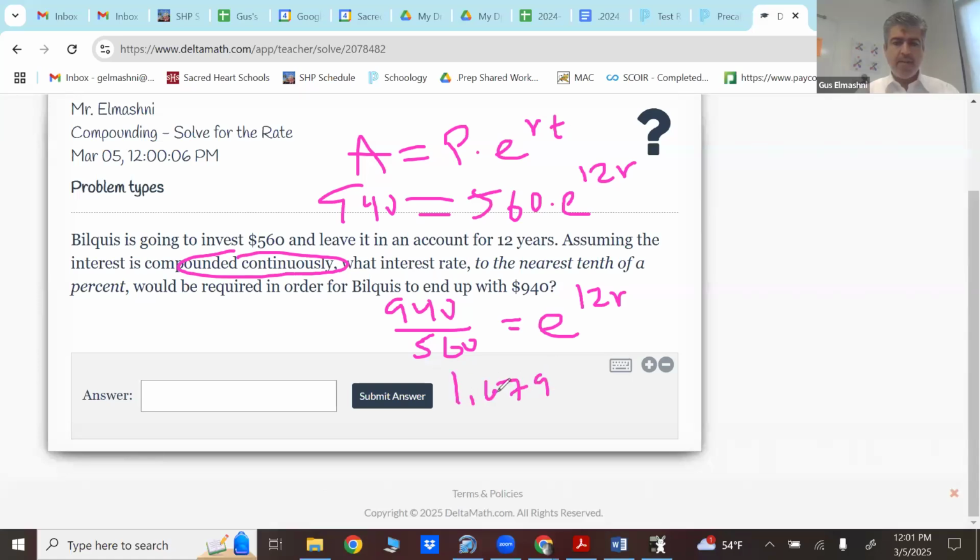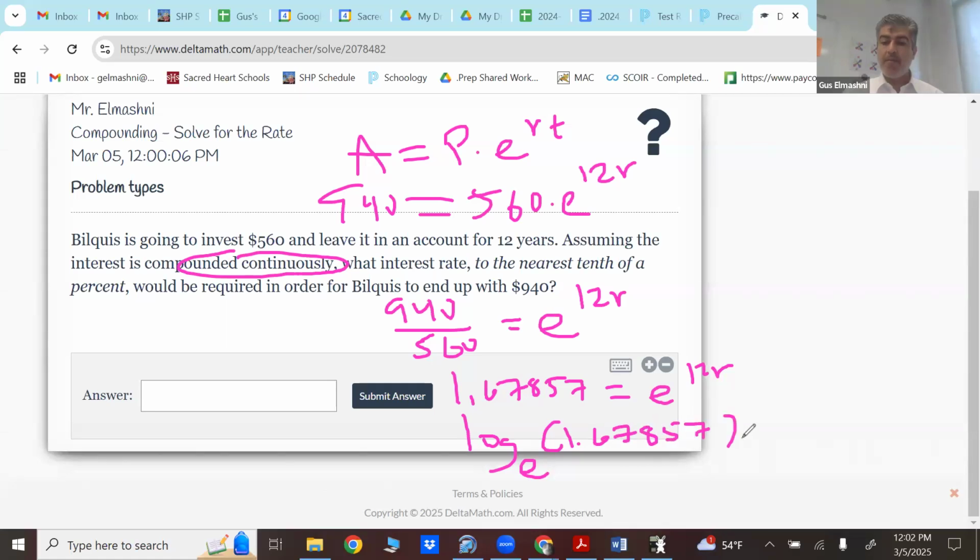We'll go a little more accurate. Okay, this is the part where I think you guys are a little freaked out. You have to use a log. Now, what's the base for this? e, right? So if I'm going to write a log, it's going to look like this. Log base e of 1.67857 equals 12r.